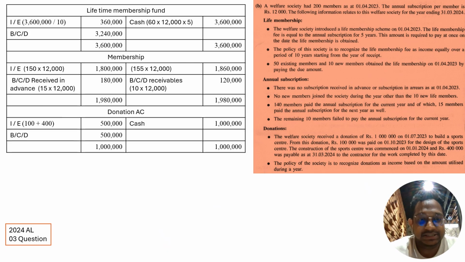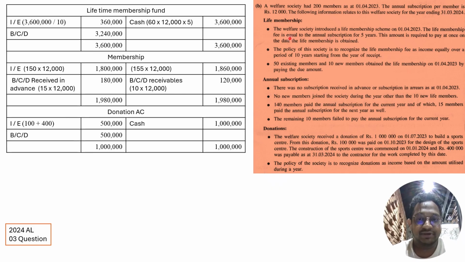In the B part, the information about a non-profit organization is given. A welfare society had 200 members as at opening date, and the annual subscription per member is 12,000. The following information relates to the welfare society for the year ending closing date, and they are given three parts: life membership, annual subscription, and donation.